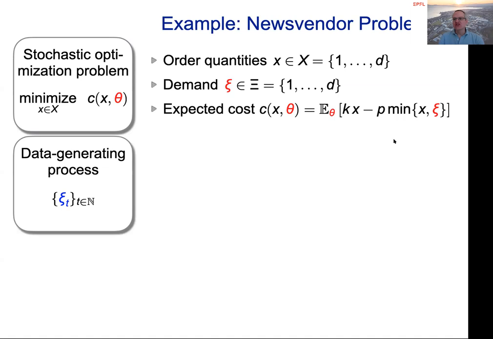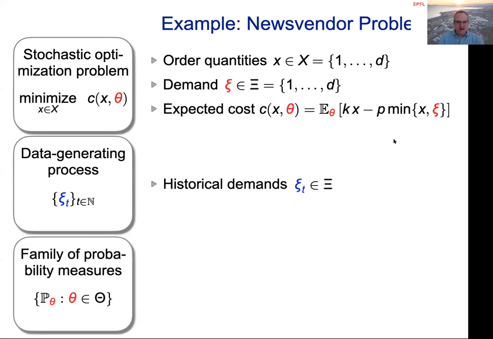Now, the demand distribution is unknown, but it can be learned from historical demand data. Specifically, we assume to have access to a sequence of historical demands, psi t, that are generated by some stochastic process. The data generating probability measure that governs the stochastic process is unknown, but we assume that it belongs to a finitely parametrized family. And here in particular, we assume that under each of these probability measures, the historical demands are independent and identically distributed.